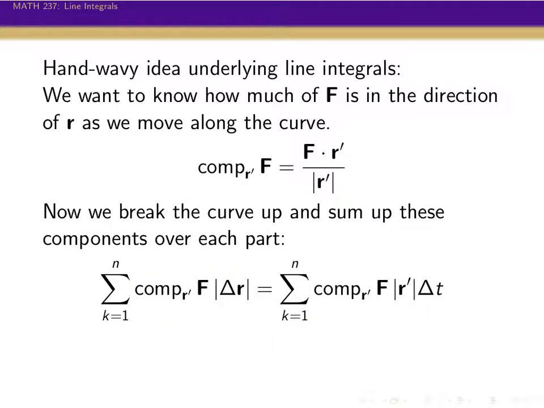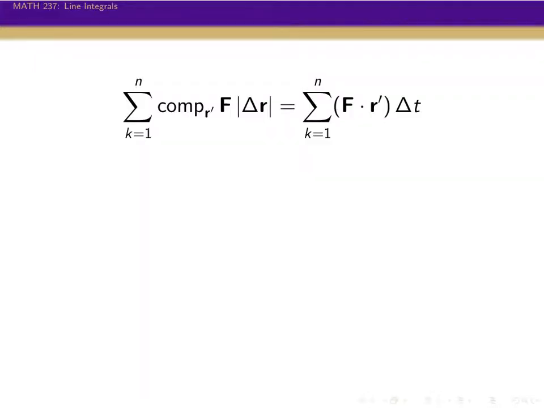And so we can plug that in. But now we see in the definition of component, we have an r prime on the bottom. In our sum right now, we have r prime on the top. Those two are going to cancel each other off. And what are we left with? F dotted with r prime times delta t. And so plugging that in, this sum of multiplying the component times the length of these bits of curve is going to turn into just the sum of F dotted with r prime times delta t. And so that's what we derived on the last slide.